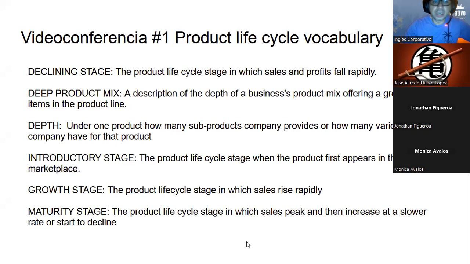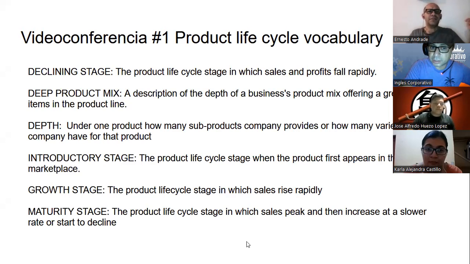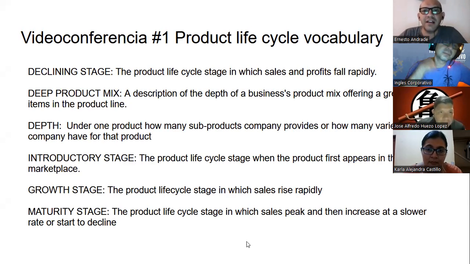So who wants to read the first one? Anybody? Okay, go ahead, Ernesto. Me. Okay, teacher. I read the first line. Yes, the first one, declining stage. Okay, declining stage, the product life cycle stage, in which sales and profits falls rapidly.